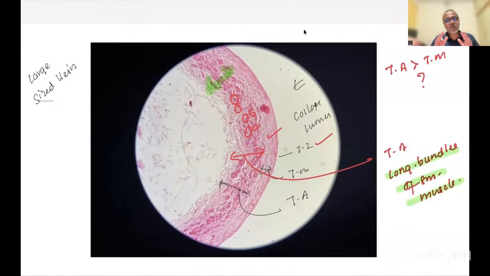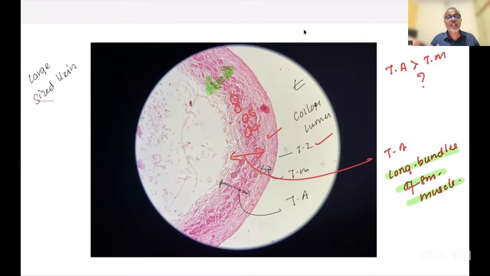How do we identify a large-sized vein? A large-sized vein will also contain three important layers from inside out: tunica intima, media, and adventitia. The tunica media is small. Tunica adventitia is usually the largest layer. And what is the reason? The tunica adventitia contains longitudinal smooth muscle bundles which facilitate the contraction of the venous wall and venous return.